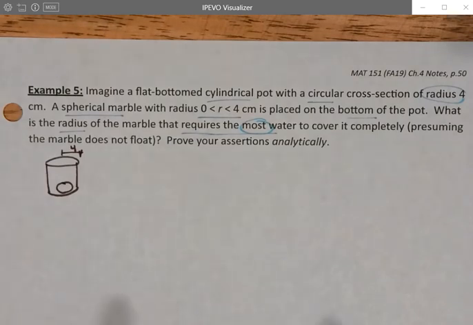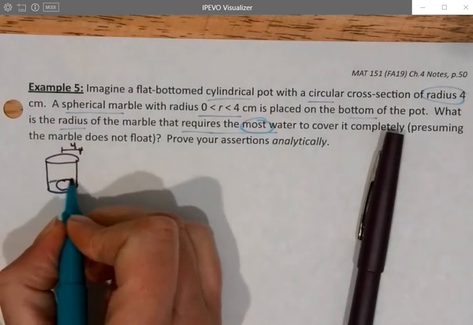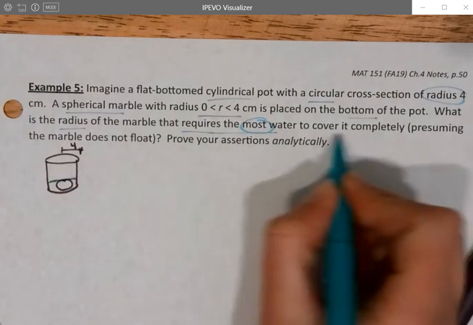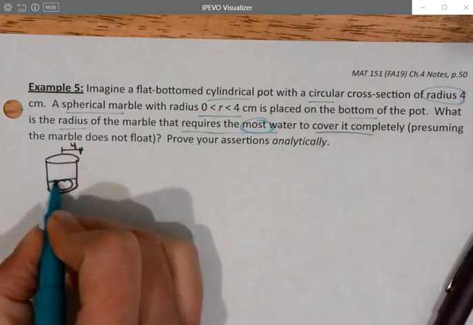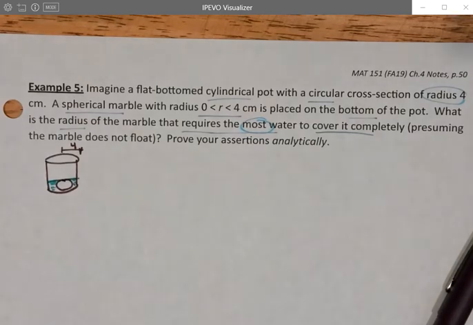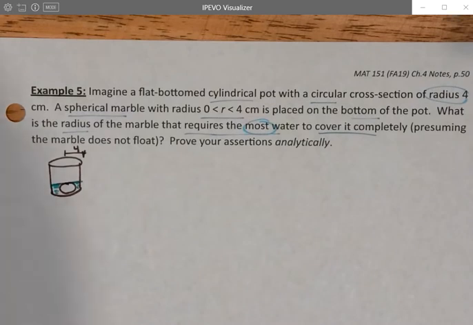And we will also assume that the water level is going to be exactly equal to the top. We're not going to drown the marble. We just want to put the most water that can cover completely, not too much water. We want to just have a little bit of water filling in around this marble. So if I have 0 marble, there's obviously 0 water. So what's the radius that's going to require the most water to cover it? Okay, so that gives us a little bit of a diagram. Let's see what we can do here to flesh this idea out.